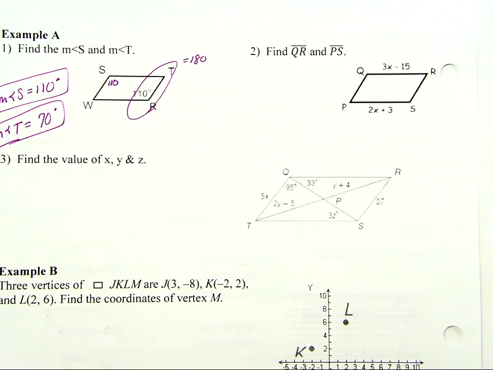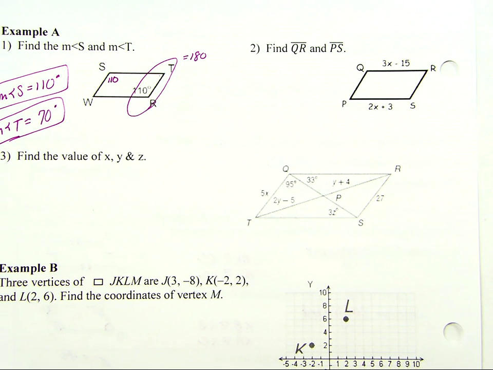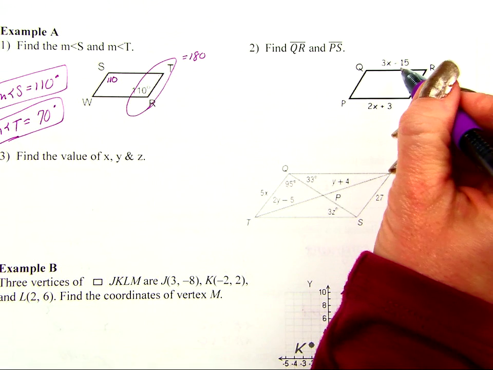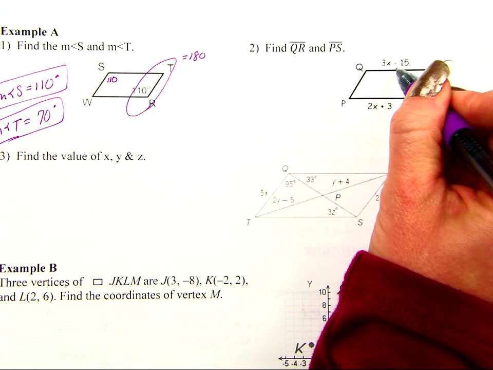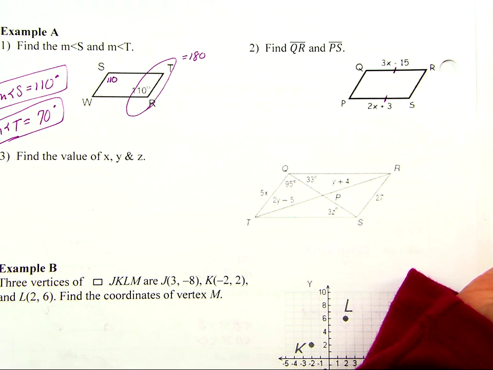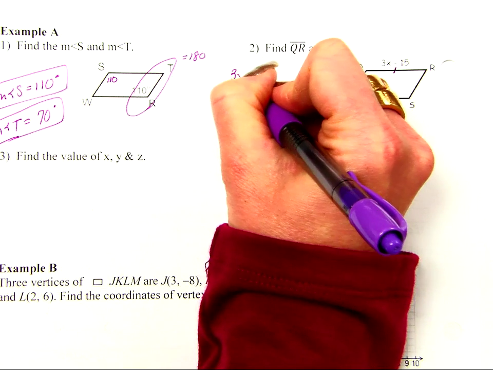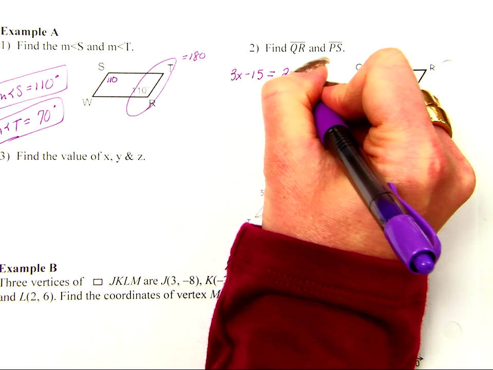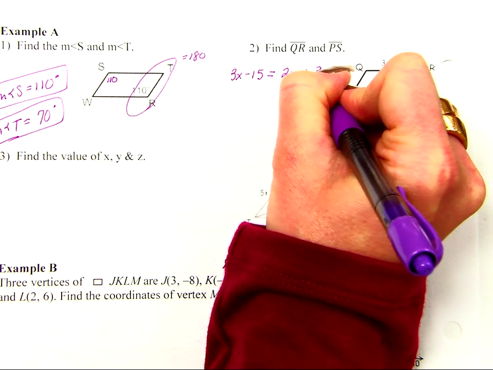Question number 2, they're asking us to take a look at finding some side lengths, finding the length of segment QR and finding the length of segment PS. Well, because these sides are opposite from each other, I know the opposite sides are going to have to be congruent. We're simply going to take those and set them equal to each other. 3x minus 15 is going to have to equal 2x plus 3.